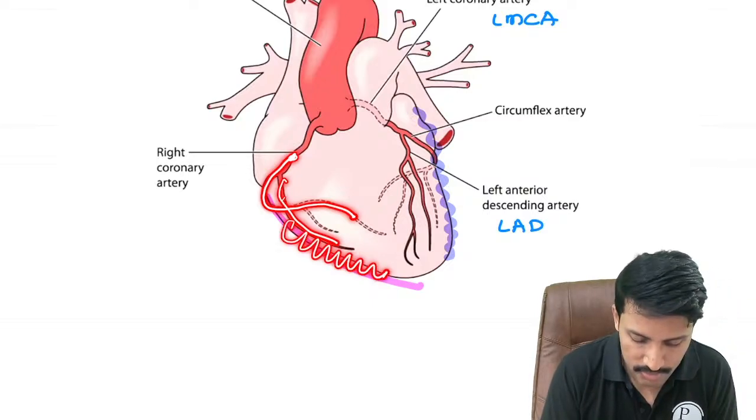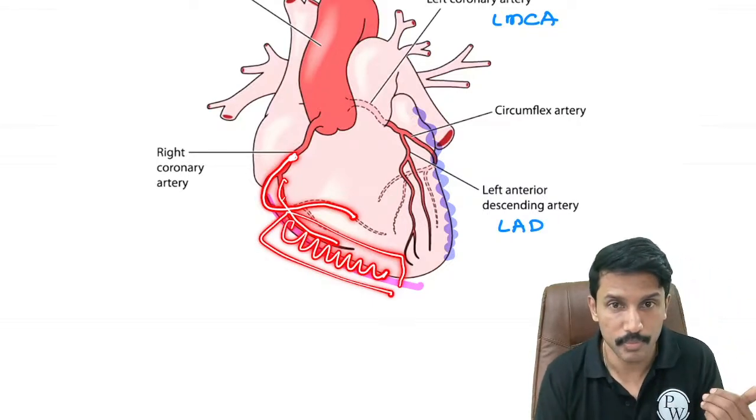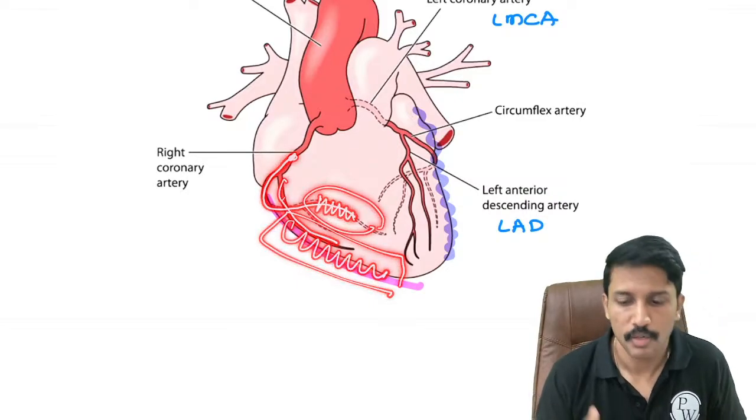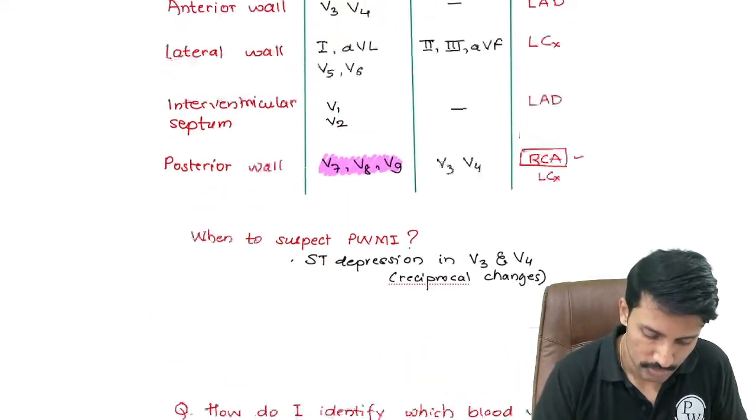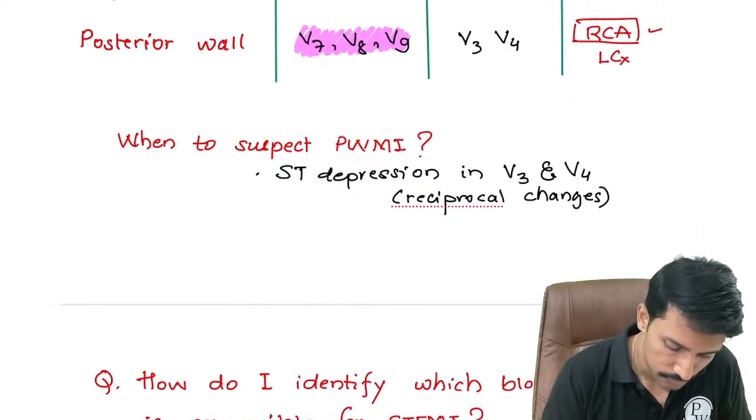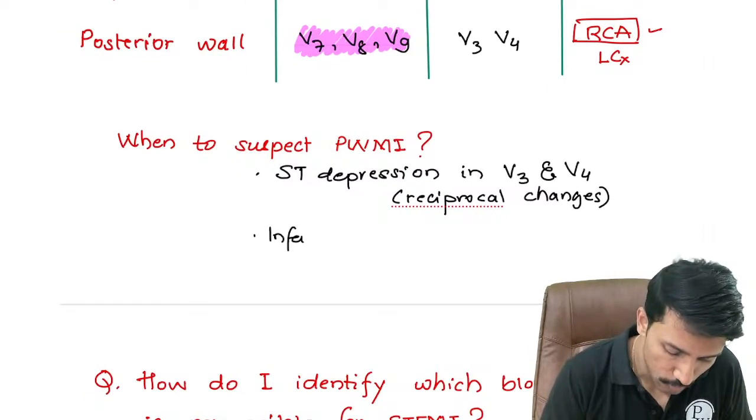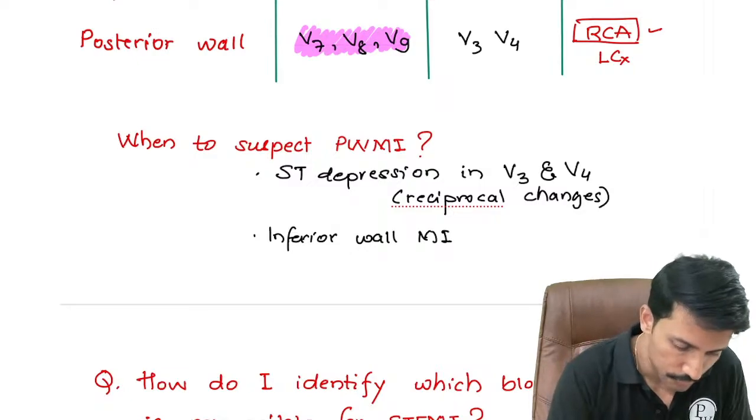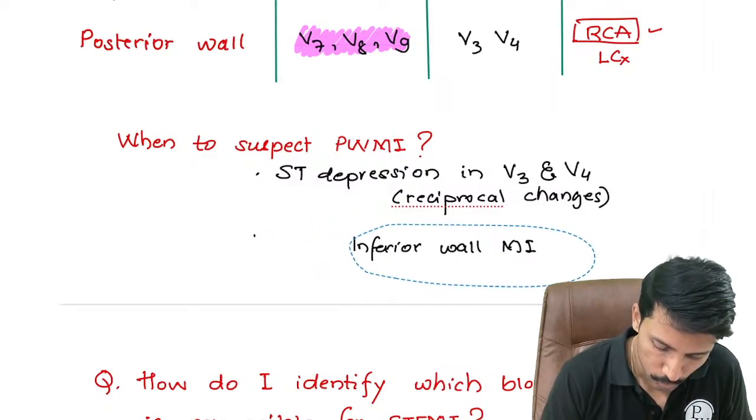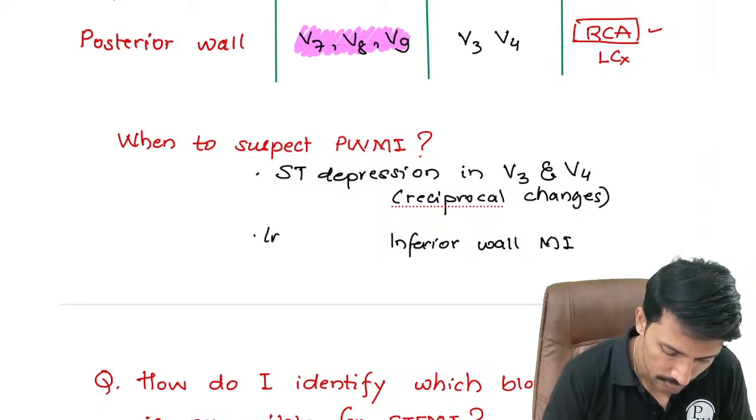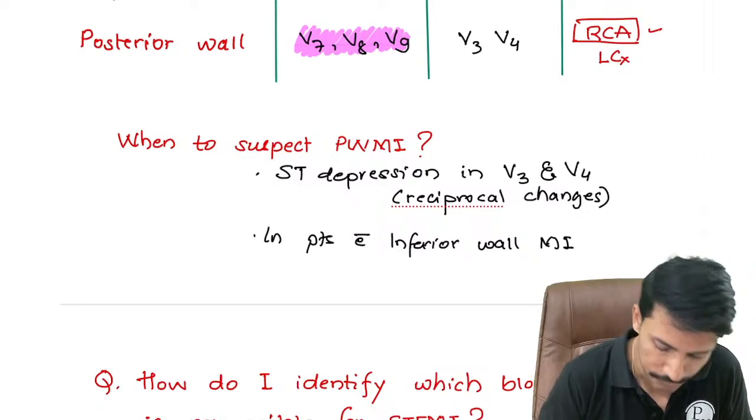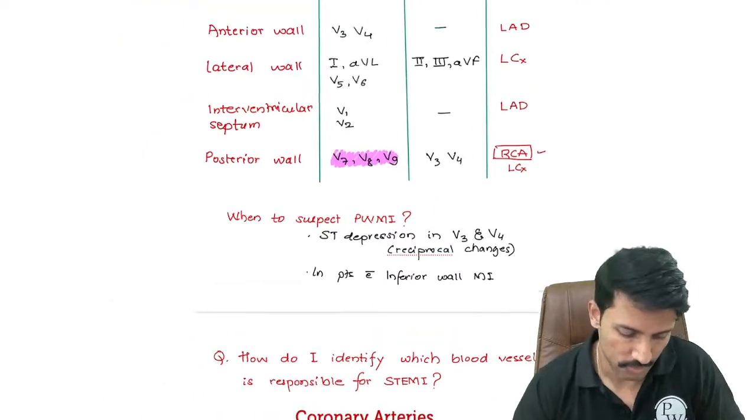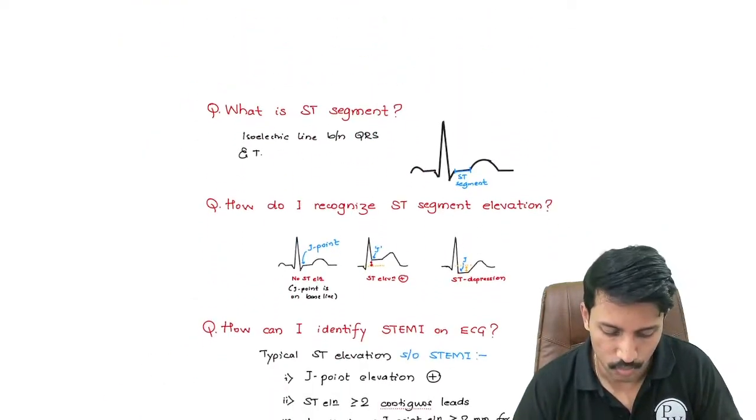So if I block it proximally, blood supply to posterior wall and inferior wall both are cut. So on a regular 12 lead ECG, I will only get the evidence of this inferior MI. And if I put those extra leads, then I may get the evidence of posterior wall MI, right? So that's why in patients with inferior wall MI, we should suspect the possibility of posterior wall MI.